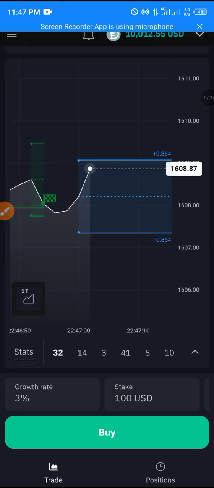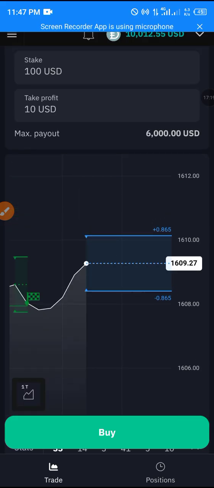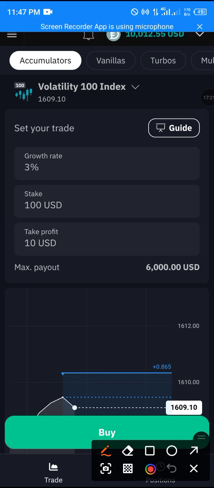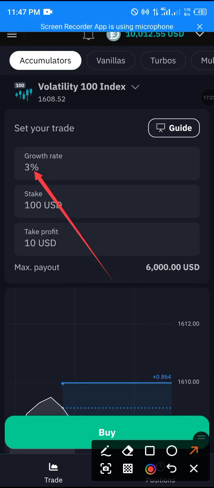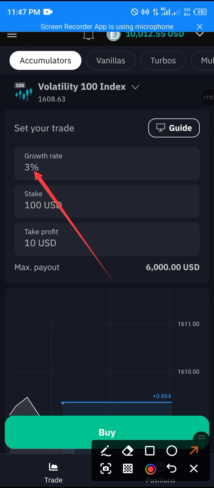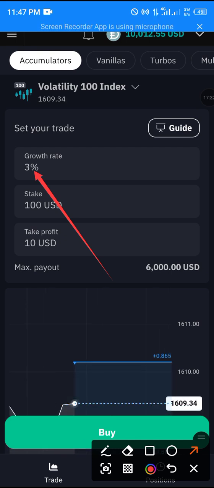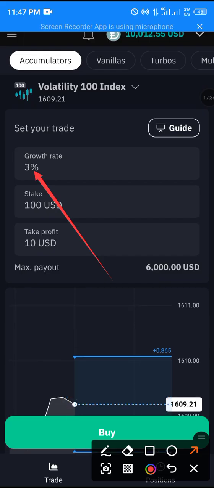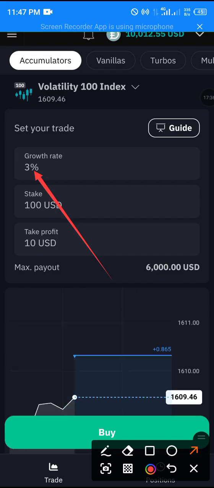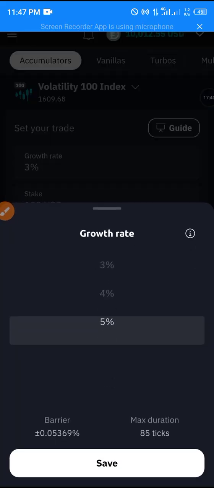So why is it going so very slow? Because I use 3% here, 3% here. So had it been I use 5%, it could have been going fast. So let me use 5%. Sometimes 5% is very risky. You are likely to lose your money. But let's take the risk because all traders are risk takers. So I'm going to use, let me click on it and put 5%.